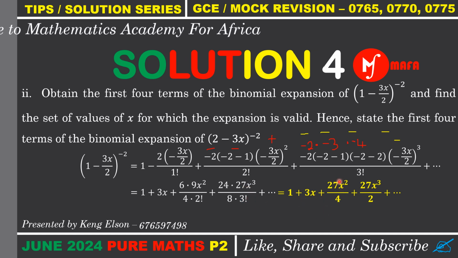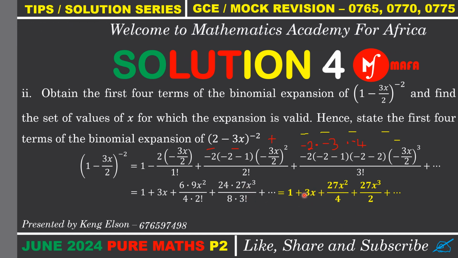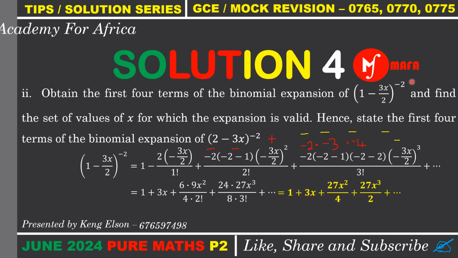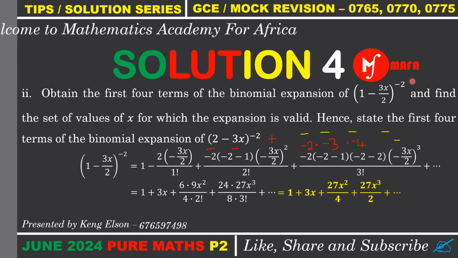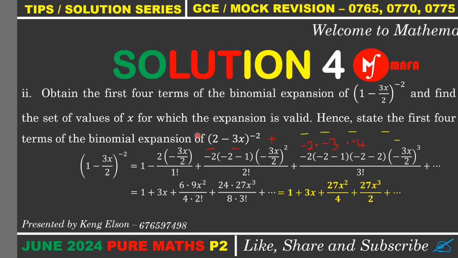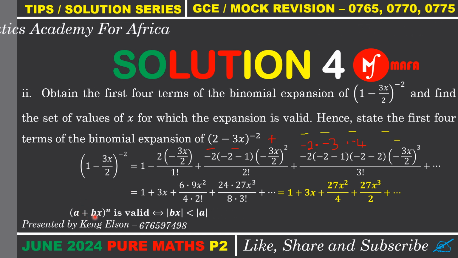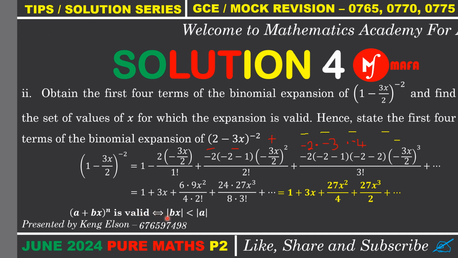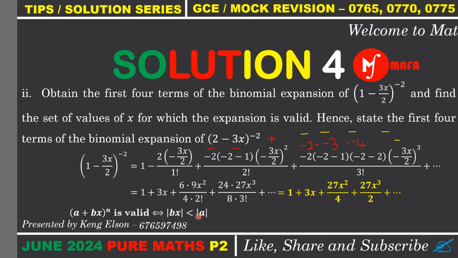So this is a binomial expansion. These are the first 4 terms of the binomial expansion of 1 minus 3x on 2 raised to the power negative 2. Next question, we need to find a set of values of x for which this expansion is valid. So generally, a plus bx to the power n is valid if and only if the absolute value of bx is less than the absolute value of a. That is the general principle.